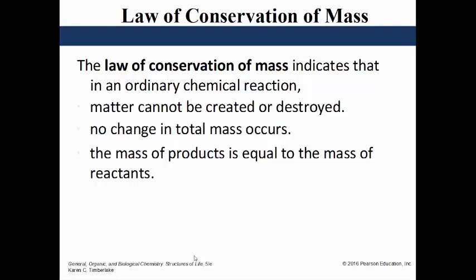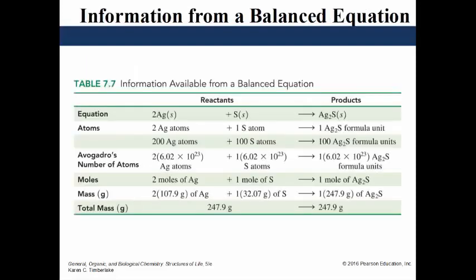Now, the versions of those products' reactants may vary, but the mass of the reactants must equal the mass of the products. All right, here's an example of what I'm talking about. The reaction you're given: silver plus sulfur gives silver sulfide.